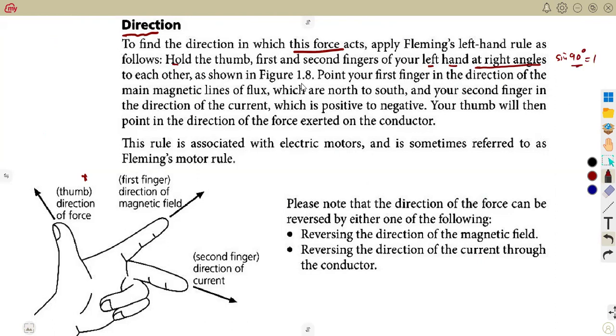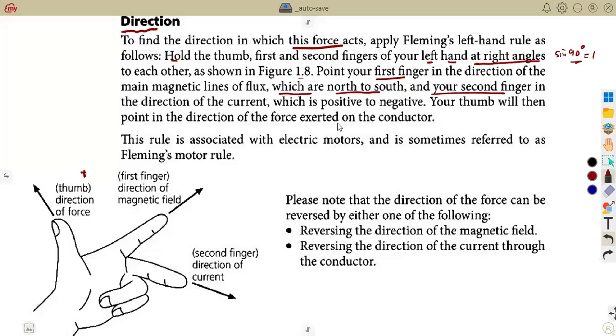So you have to consider as shown in this diagram. As you do that, point your first finger in the direction of the magnetic lines of flux. So your first finger is going to be representing the direction of the magnetic field, meaning to say the magnetic lines of flux, which are north to south. That is the concern of the first finger. And your second finger, what is it going to be? In the direction of current, as you consider the second finger now.